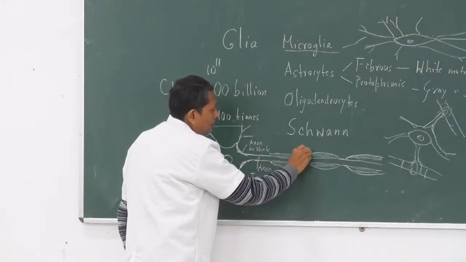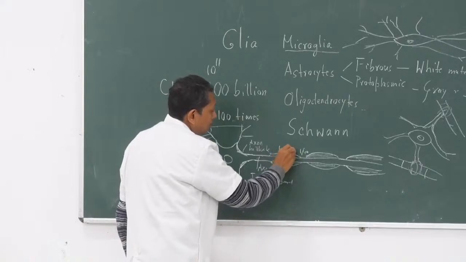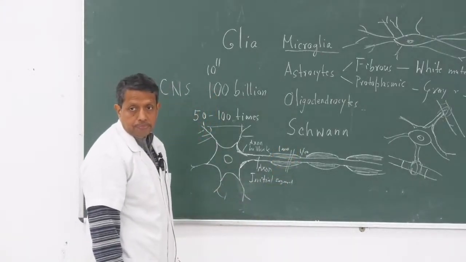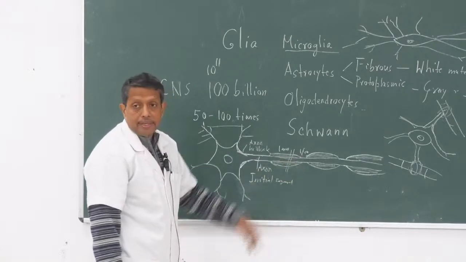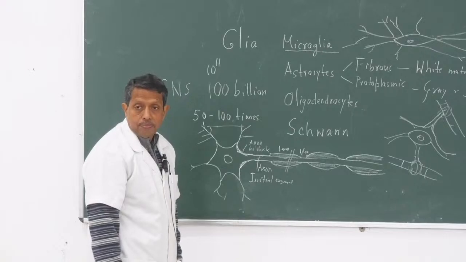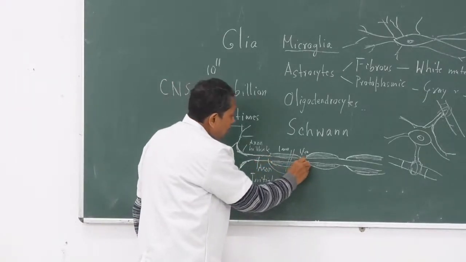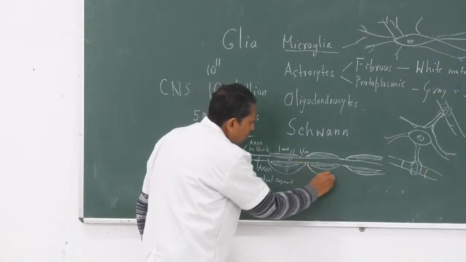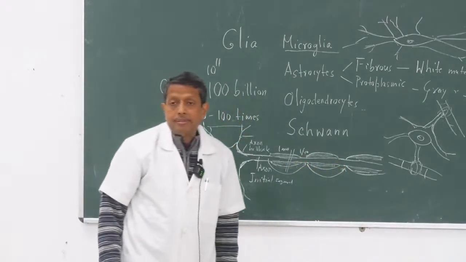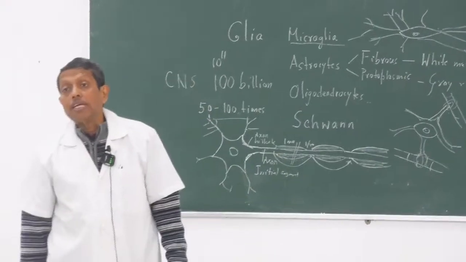One μm there, and it is 1 millimeter. So it is not drawn according to this scale. It is the nodes of Ranvier, where there is lack of myelination. An impulse will jump from this side to this side, and from this side again to this side. A saltatory conduction. And this myelination is responsible for increase in the conduction velocity.